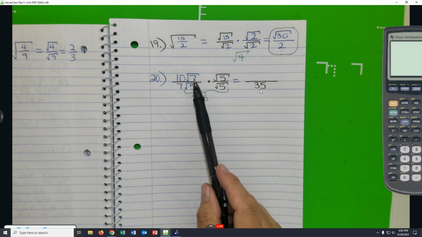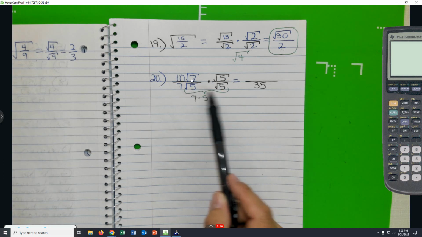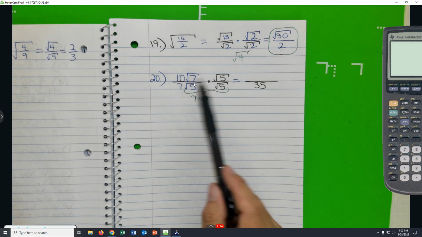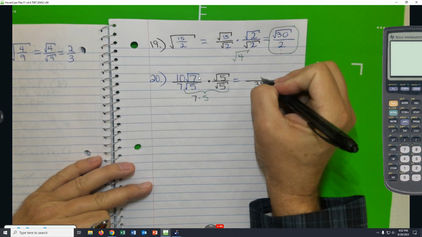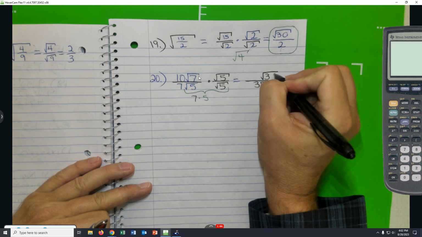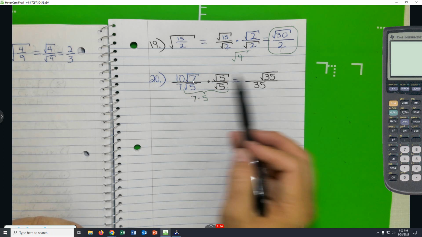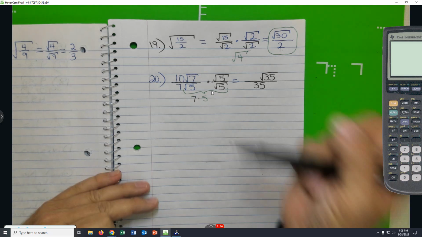Up here on top, the square root of 7 times the square root of 5. Is the square root going to disappear the way it did down here? No, because it's not the same number under the square roots. The square root of 7 times the square root of 5 is the square root of 35. You keep the same square root. 7 times 5 is 35. But what have we got in front? We still have that 10.